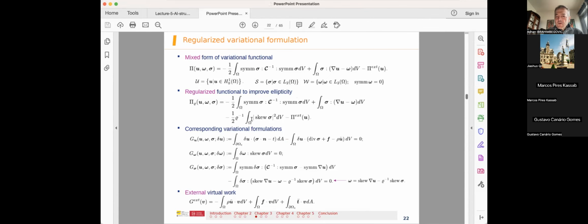I'm adding this term, which is 1/2 times, I don't know why Kongu changed it to rho, whatever I called mu before, whatever is the shear modulus still, times the skew symmetric part of sigma. That's skew symmetric part of sigma dot skew symmetric part of sigma.